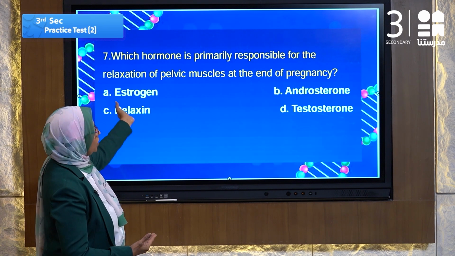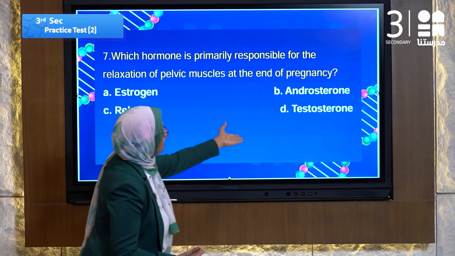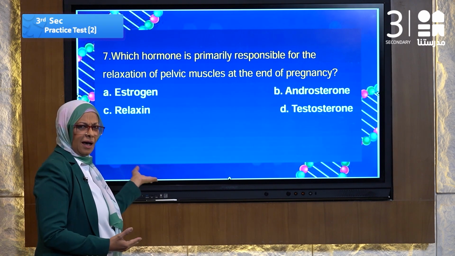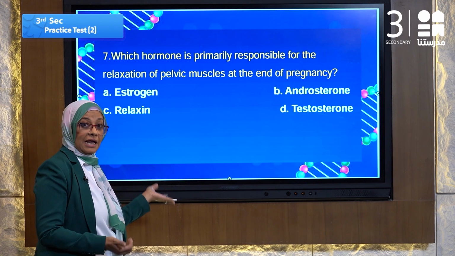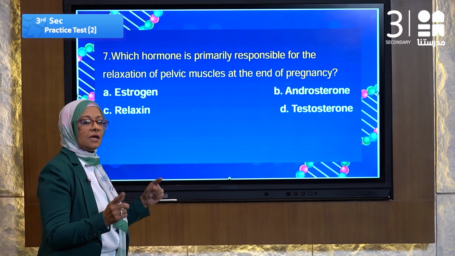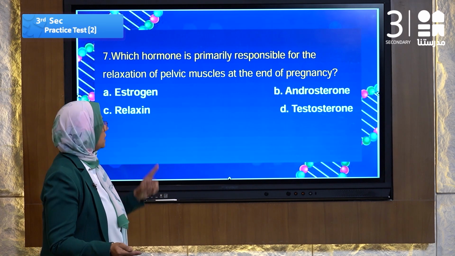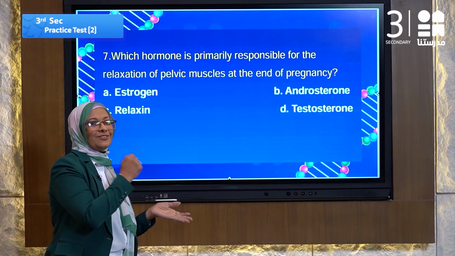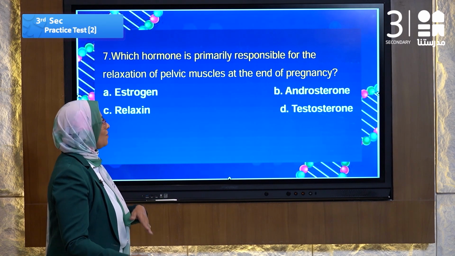A, estrogen. B, androsterone. C, relaxin. Does the mother need to relax? No, not relax. Relaxin is the name of the hormone. D, testosterone. No testosterone here in delivery. Let's go to the answer.